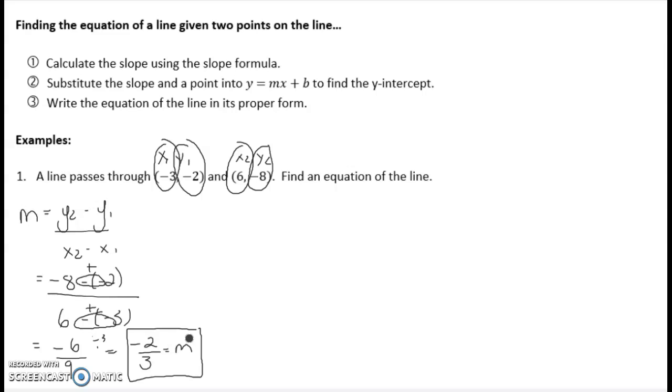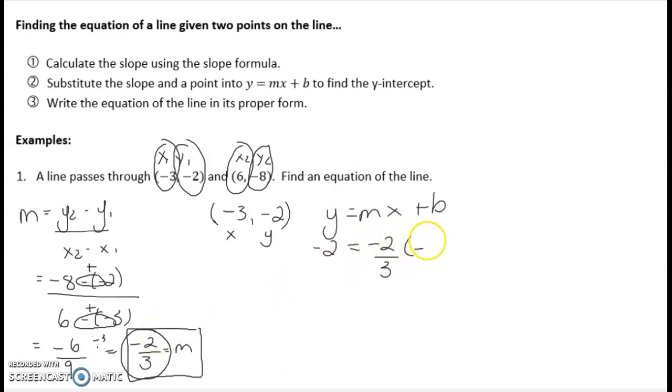Okay, now we can use one of these points so that we can figure out our y-intercept. So I can use the first point, negative 3 and negative 2, okay? And now we're going to put them into our formula. So y equals mx plus b. So our y is negative 2. Our slope is negative 2/3. And our x is negative 3. And then we still have our plus b.